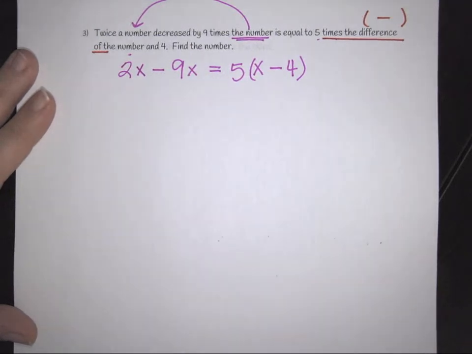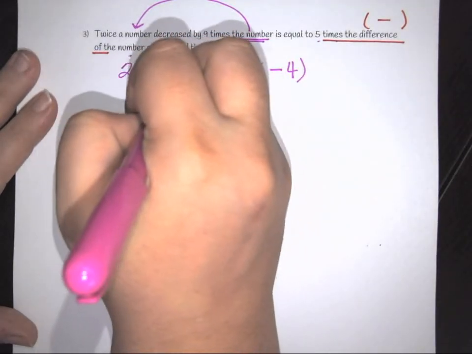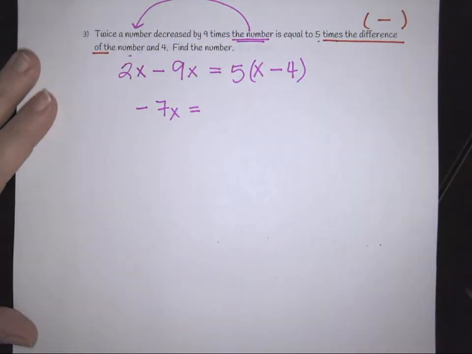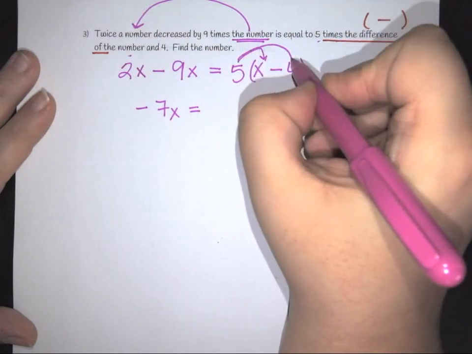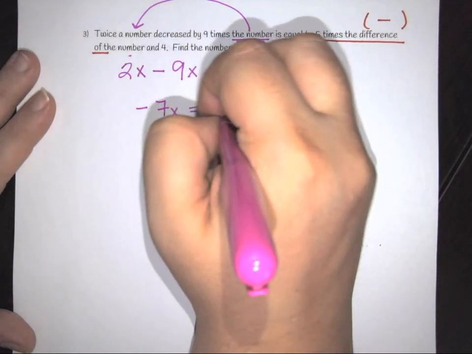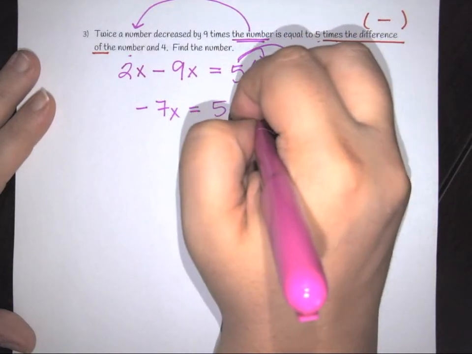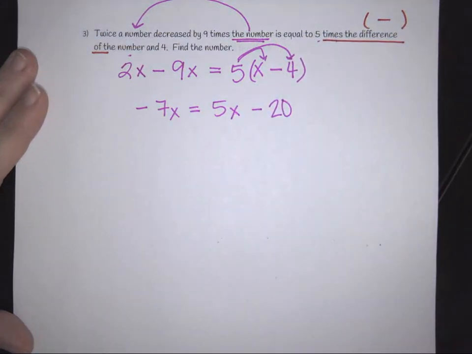So here I have to find the number. So I just simply have to solve the linear equation. So 2x minus 9x is going to give you a negative 7x. I then have to take this 5 and I need to distribute it through my parentheses here. So this becomes 5x minus 20.